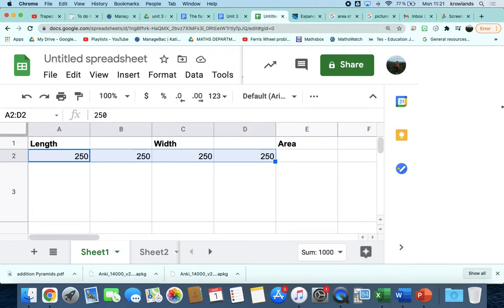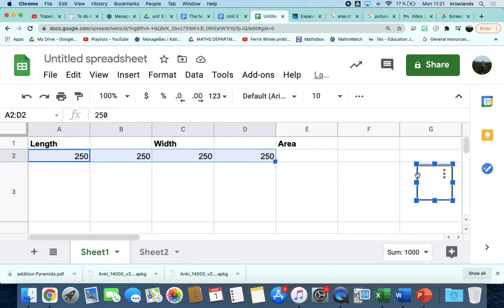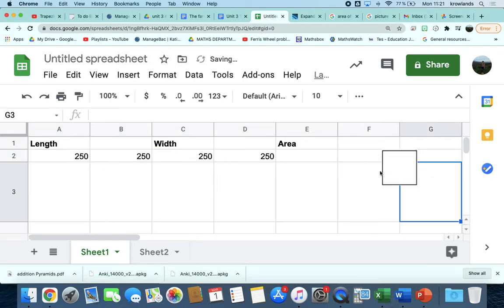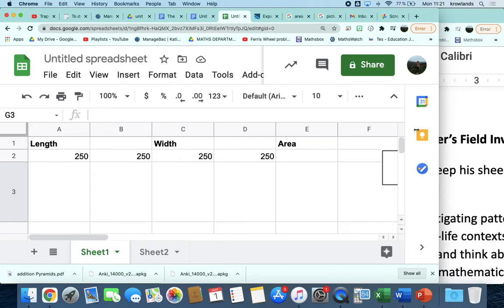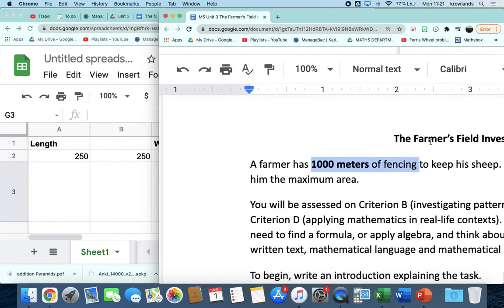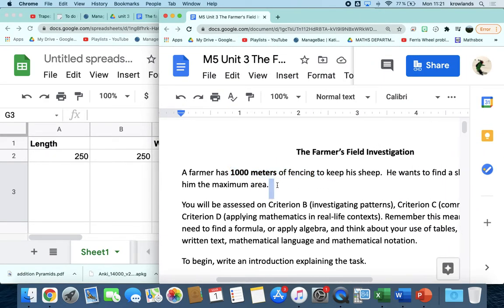A way of thinking of this is if we have a square here, we're saying that the length is going to be 250, the width is 250, the opposite side to this length is also the length, so this is also 250, and this is 250. So adding all the four 250s together, we are going to get the 1,000. And the aim is to find a fence which has lengths that add up to 1,000. Once we've done that, what we need to do is find the maximum area.